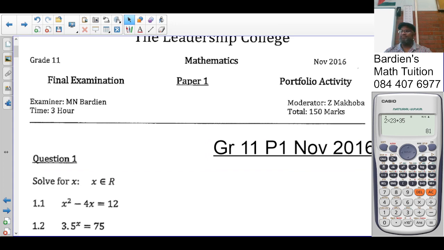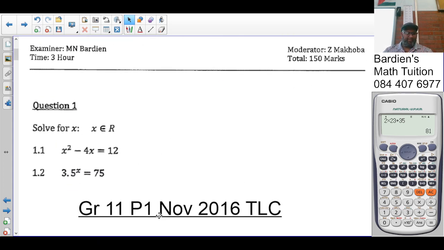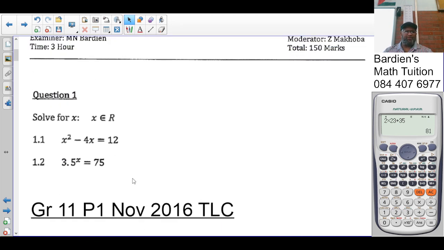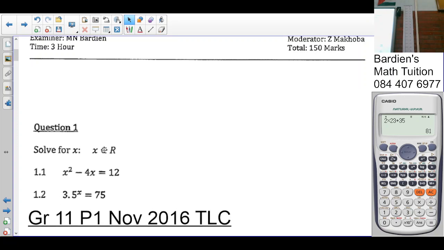So the first question says, solve for x, for x an element of the real numbers. Let's go. In 1.1, we've got x squared minus 4x equals 12.